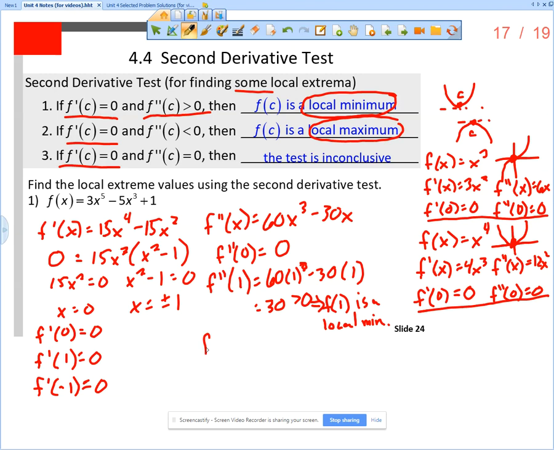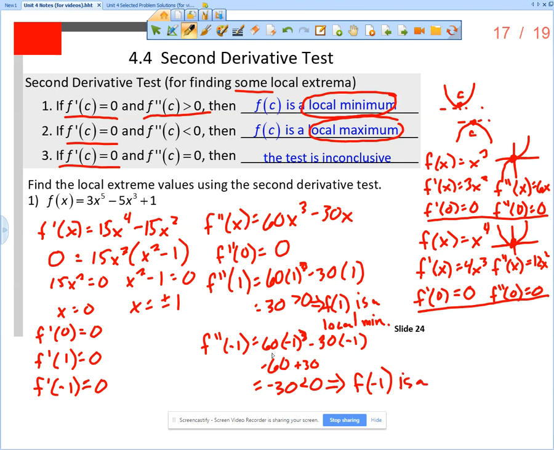All right, now f double prime of negative 1. 60 times negative 1 cubed minus 30 times negative 1. All right, 60 times negative 1 cubed is negative 60. So negative 60 minus 30 times negative 1, that would be plus 30. So that gives you negative 30, which is less than 0. So that tells you that f of negative 1 is, well, remember, the second derivative was negative, right? So that puts us at number 2 here. So that tells you that f of negative 1 is a local maximum.